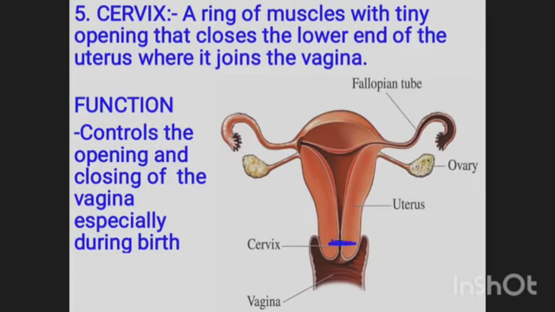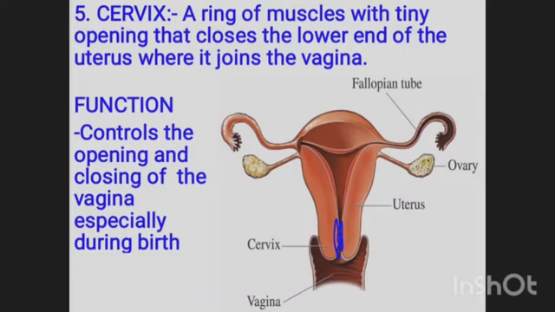So this is the cervix. It's a muscle. As you can see, the very tiny opening. You can see the tiny opening right here. So this is the cervix. It's a ring of muscles.